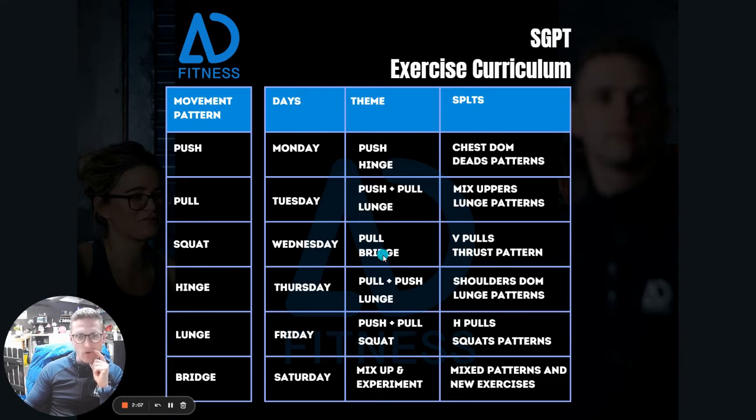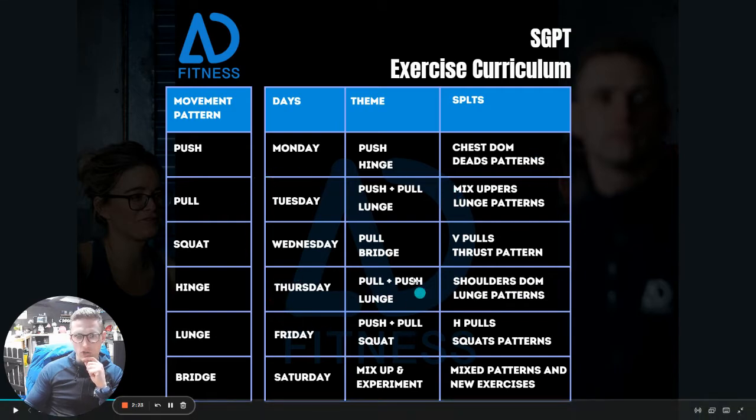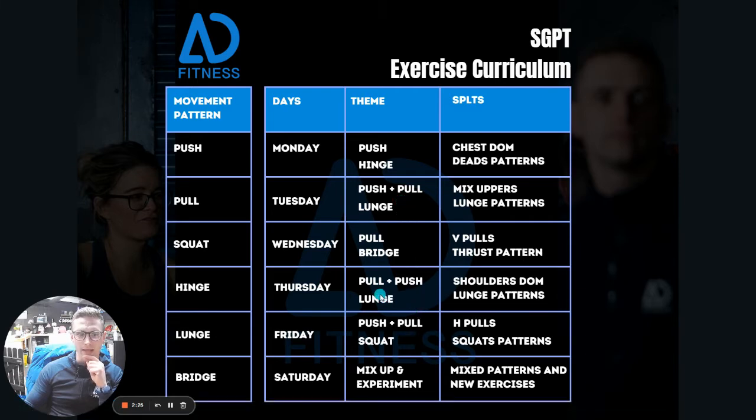On a Thursday, again, we're doing a mix of push and pull. Specifically, we're doing vertical pushing, which is shoulder dominated. And we're also once again doing lunge patterns. Now we have lunge patterns on here twice because they are full leg workouts. So on a Tuesday and a Thursday, you're hitting the whole leg. These are going to be difficult workout days, but very beneficial workout days.